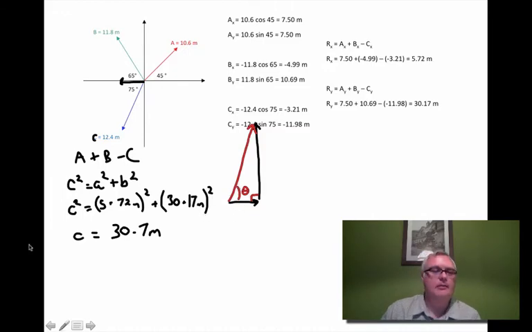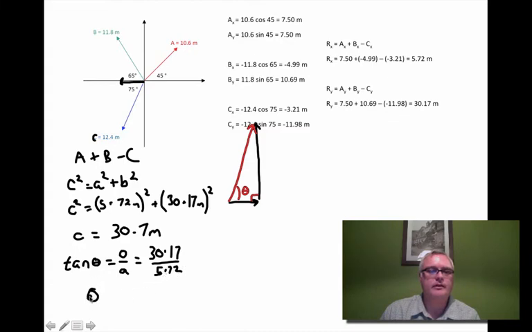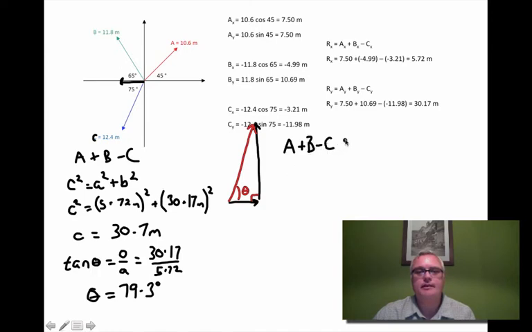For the direction, again, I'm looking at a right angle triangle, so tangent of that angle is the opposite side over the adjacent. And in this case, the opposite side is the y component, so 30.17. And the adjacent side is the x component, which is 5.72. So I end up with an angle of 79.3 degrees. So that vector that I was looking for, a plus b minus c, that's a vector that is 30.7 meters in length at 79.3 degrees.